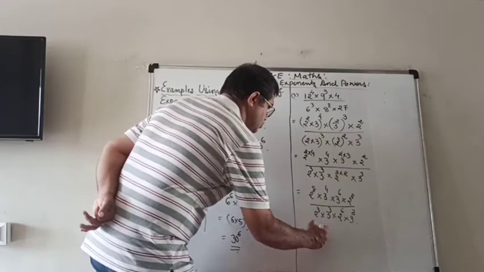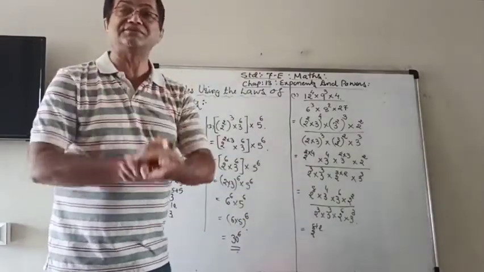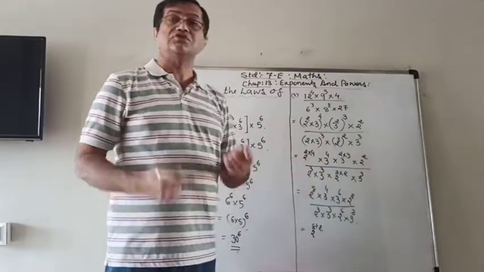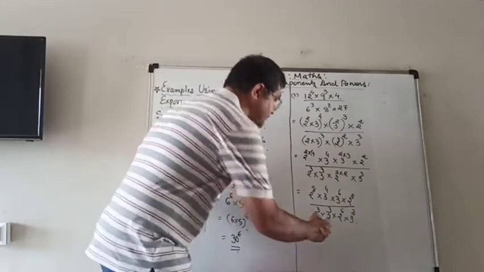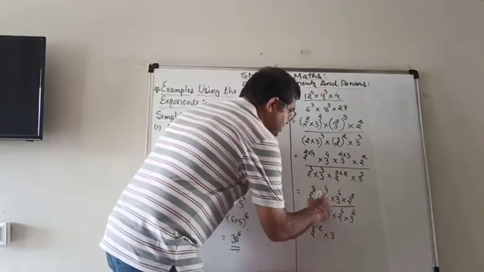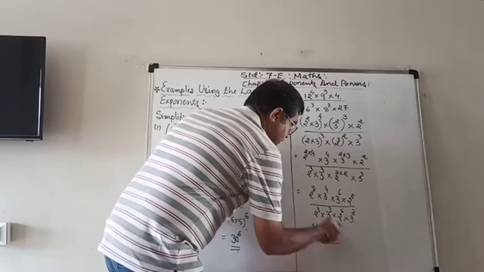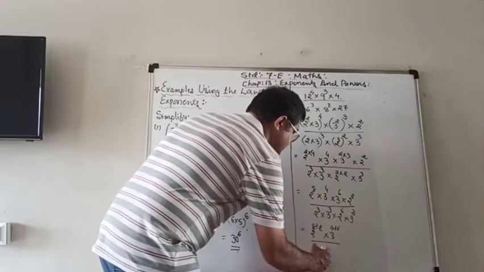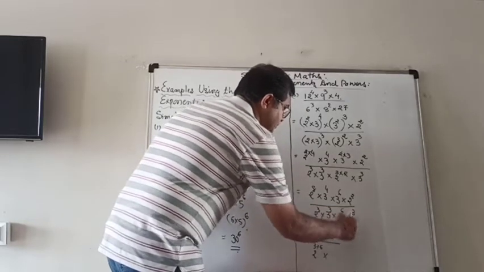So 2 raised to, you can do that one only with the same base. So 2 raised to 8, 2 raised to 2. So we can apply the first law. 2 raised to 8 plus 2. Similarly, 3 raised to 4 plus 6. Numerator and then denominator also. 2 raised to 3 plus 6. 3 raised to 3 plus 3.